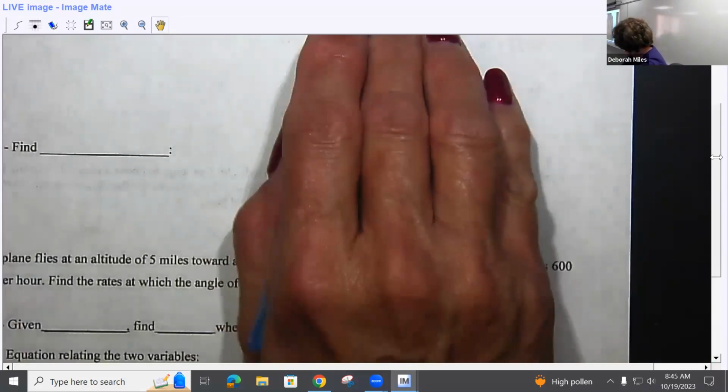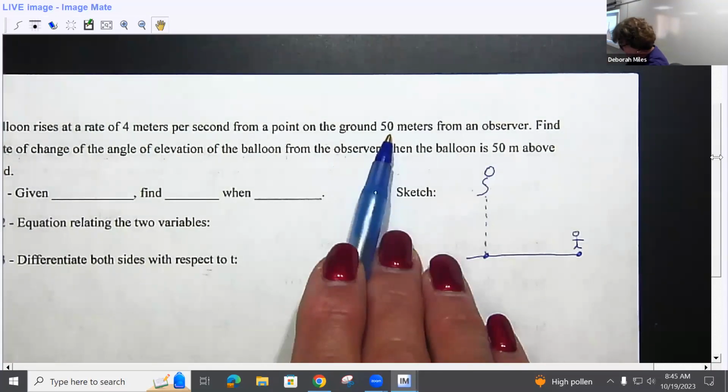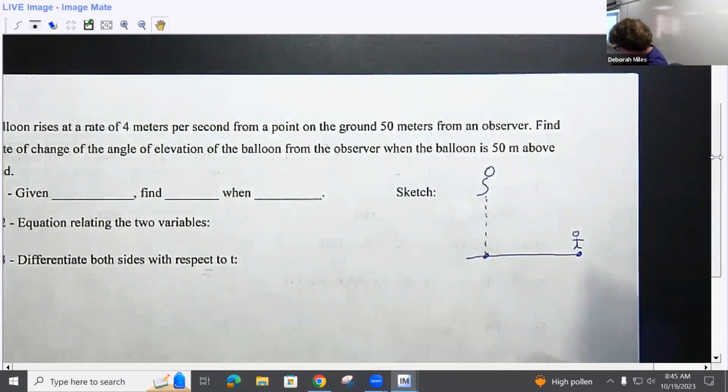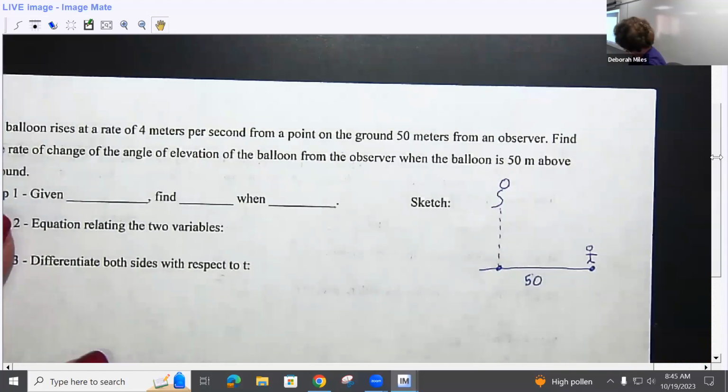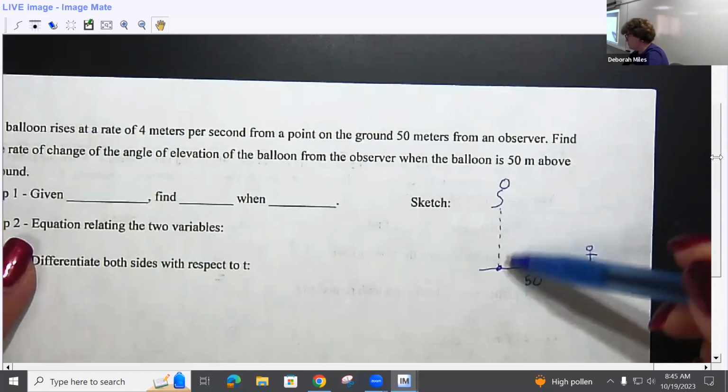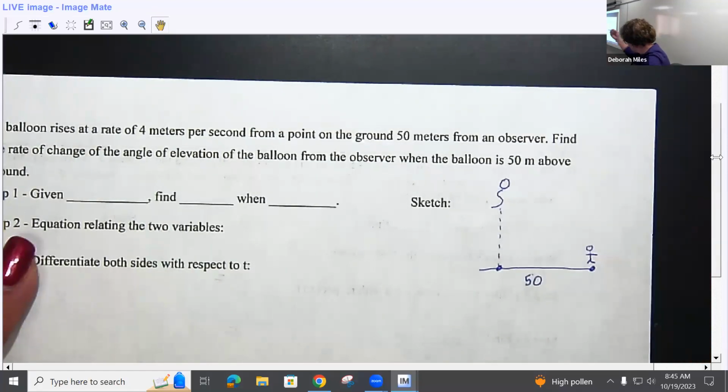Is that 50 meters something that's changing or fixed? Yeah, he's not running toward the spot where the balloon was released. It's always 50. The height of the balloon is changing though. And so that's why I have it in a dash line.